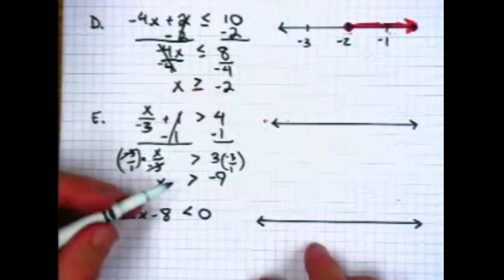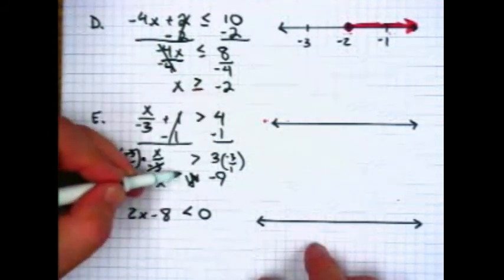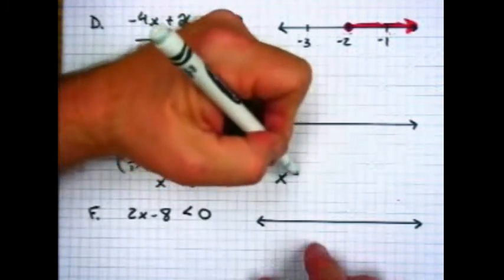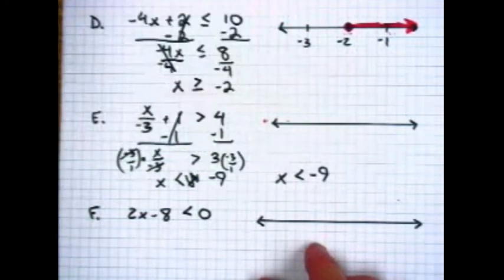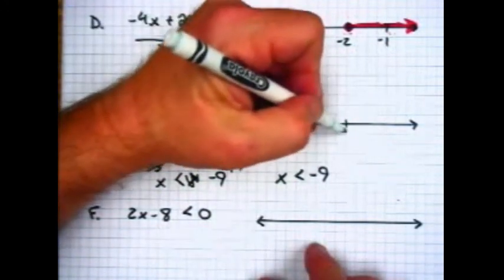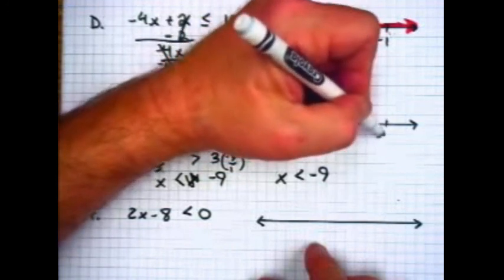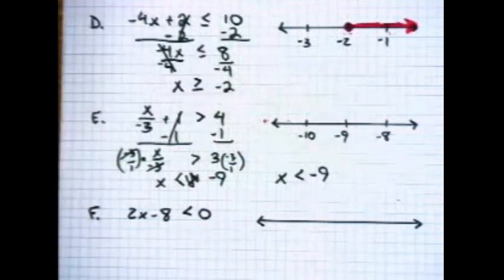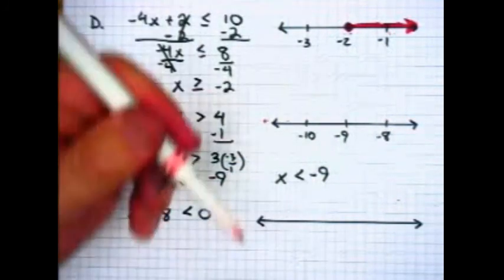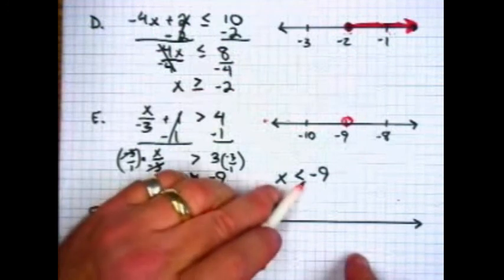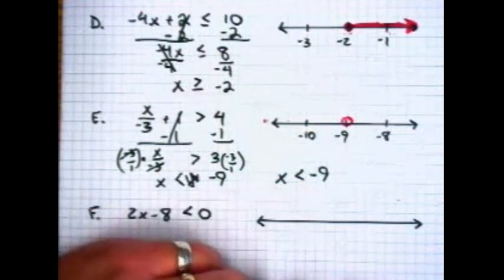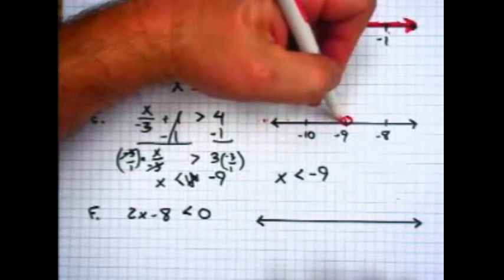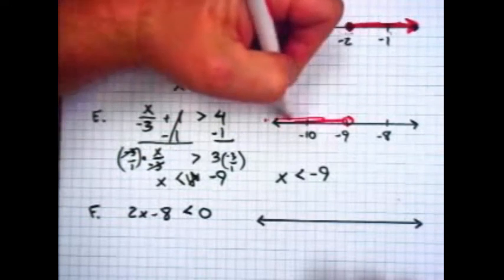-9, except it isn't greater than. We have to flip the inequality because we multiplied both sides by negative. So it's actually X is less than -9. So I'm going to put a -9 there, a -8, a -10. Open circle, because X cannot equal -9. Shade to the left, because there are where the numbers are less than -9, -10, -11, and so on.